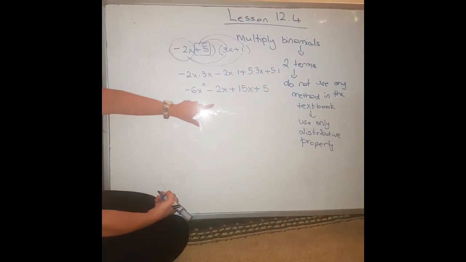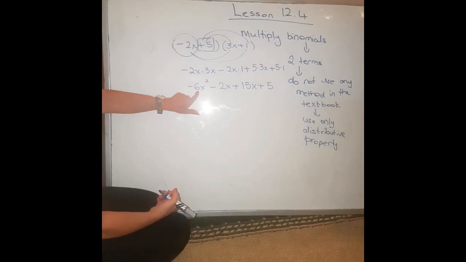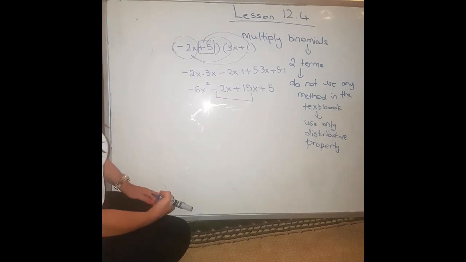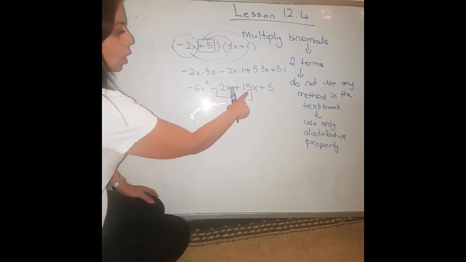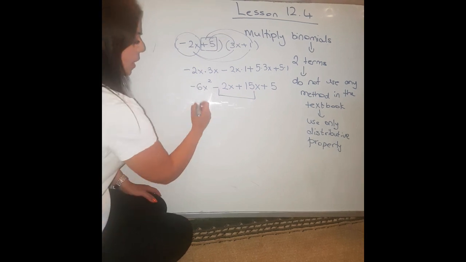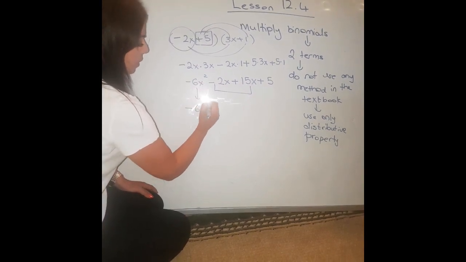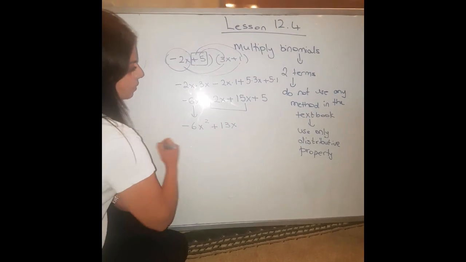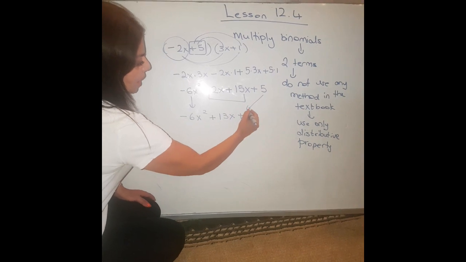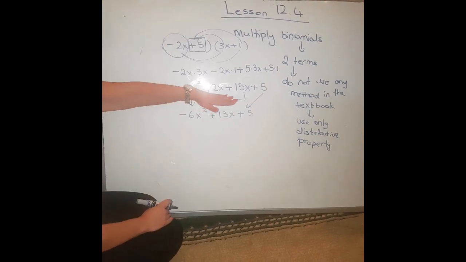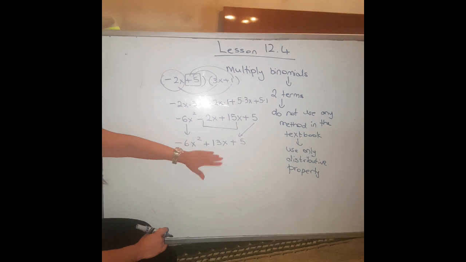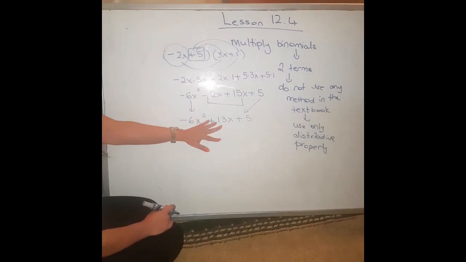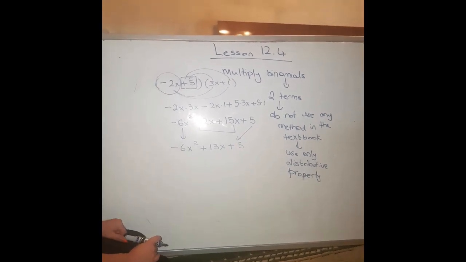And here I look for my like terms. Where are my like terms? This is to the second power, this is an x, and this is an x. These are my like terms. Usually they're in the middle. Negative 2 plus 15, I have to add and subtract. Bring down negative 6x to the second. Negative 2 plus 15 is plus 13x. And I bring down my last term as it is. So the minute I multiply and I reach this, before I write my final answer, I look to see if I have any like terms. I add them or subtract them, and then I write my final answer.